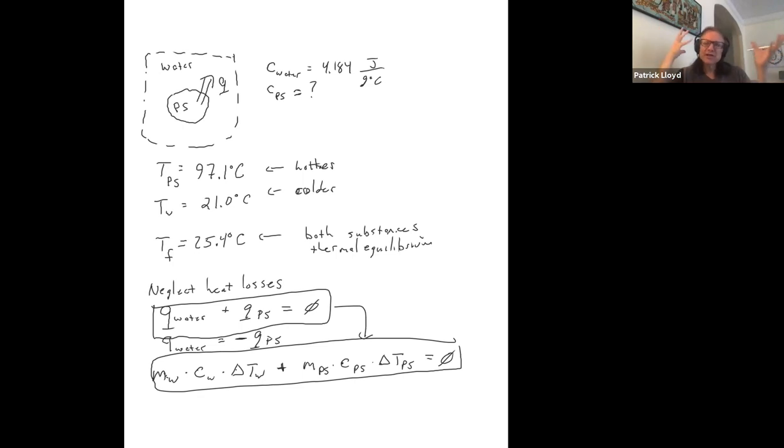So one batch of polystyrene may have a very different specific heat than another batch, so you have to be careful. That's why they're asking for it in this particular problem: what's the specific heat of the polystyrene? Everything else is given in this problem.